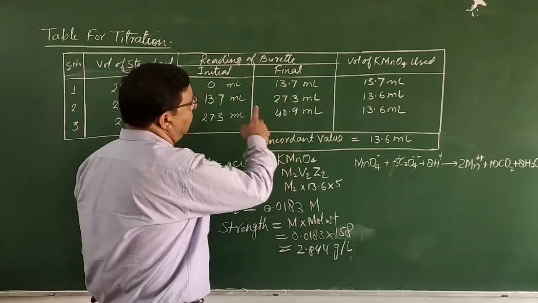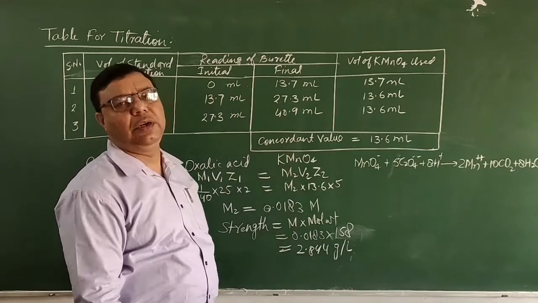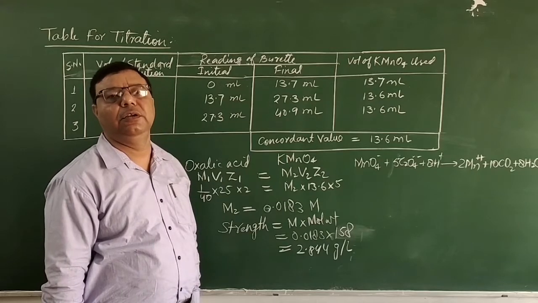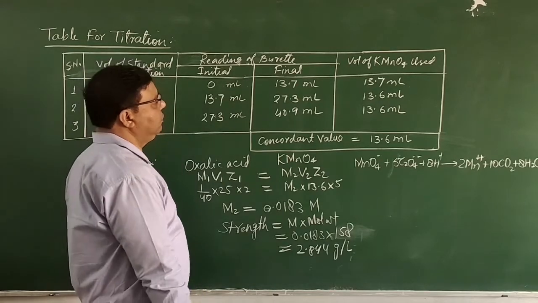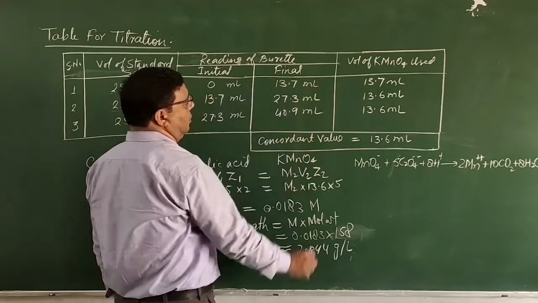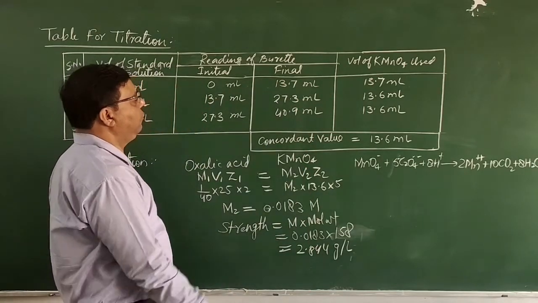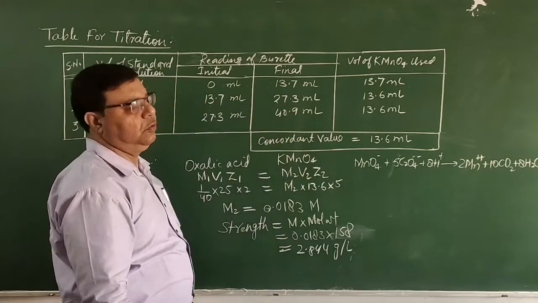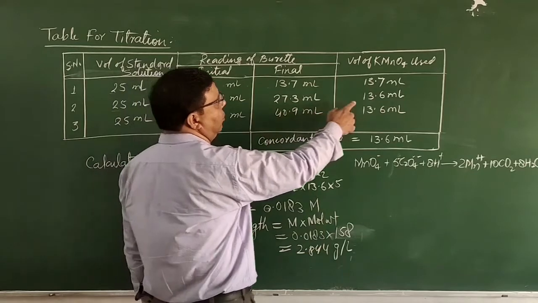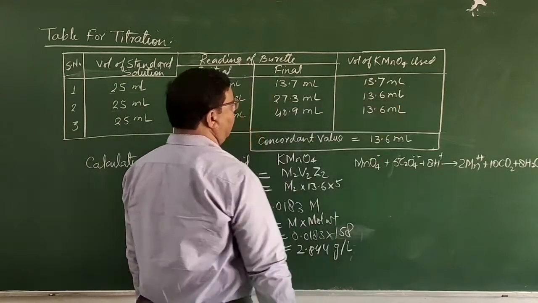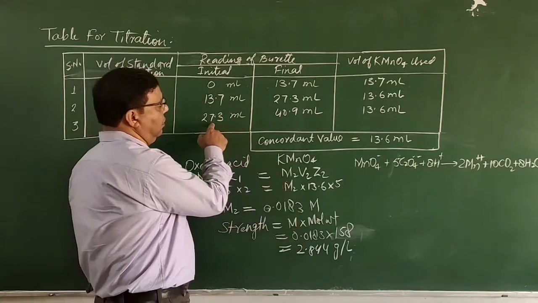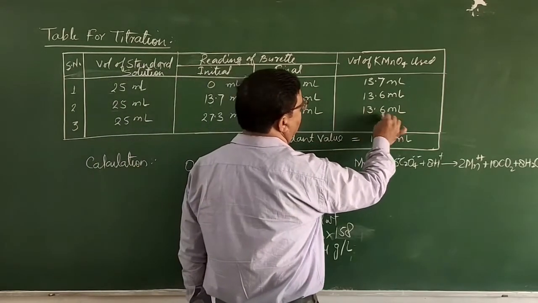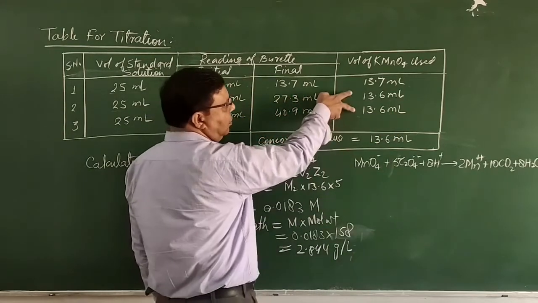The reading of burette, actually I have shown you one reading, but we have to take at least 3 readings. Minimum 3 readings we have to take. So my first reading was 37.1 ml, and the second reading I started from the same value, and I got 27.3 ml. So in the second reading the volume used is 13.6 ml, and again in the next addition we got the volume of 13.6 ml. So these are the two same readings.